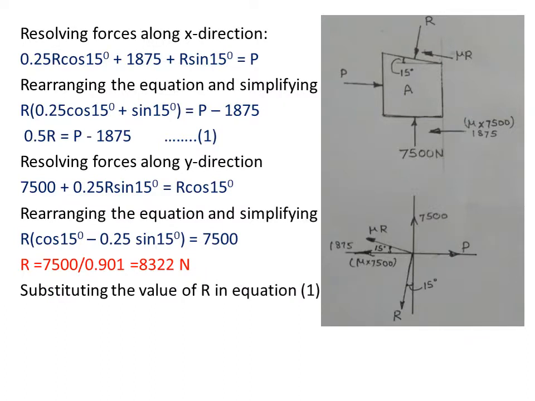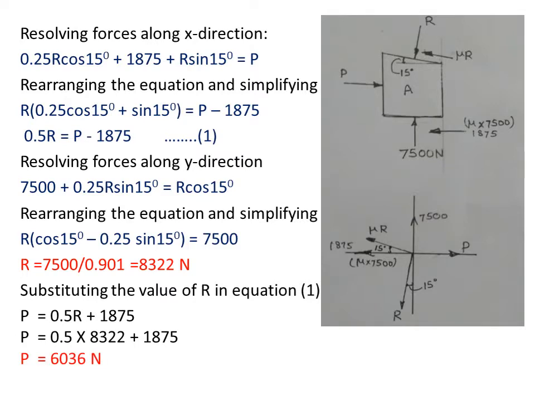Substituting the value of R in equation 1, P is equal to 0.5 R plus 1875, and the value of P is 6036 newtons. That means the force that is required at the wedges is 6036 newtons to lift the load of 15 kilonewtons.